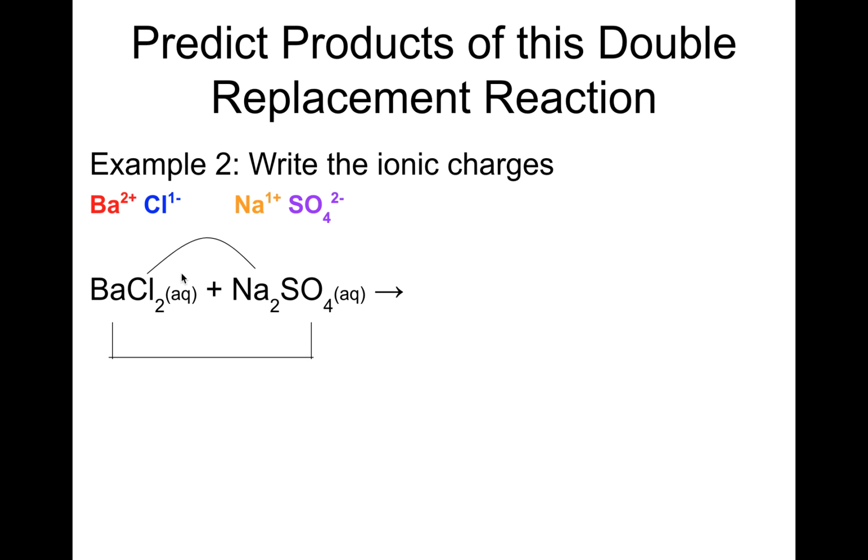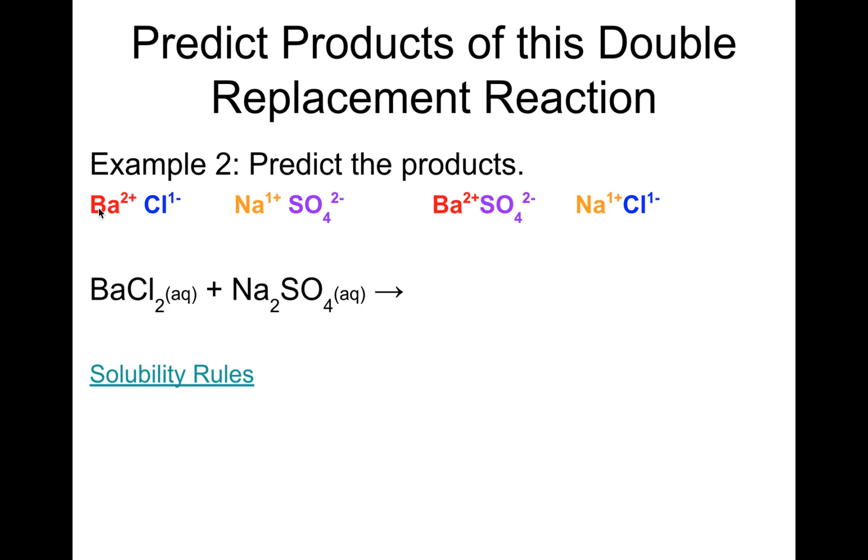You know that your outside ions go together and your inside ions go together. But you look at the ionic charges to figure out how they go together. So when you switch the positive ions, barium and sodium, when you put barium with sulfate, you just have a 1-to-1 ratio, so you do not need any subscripts for those.